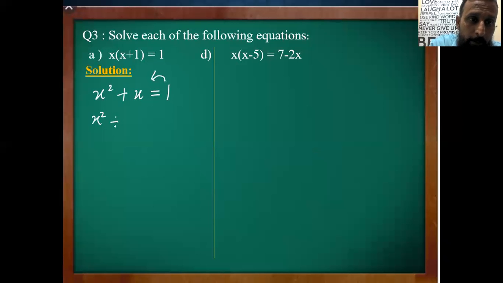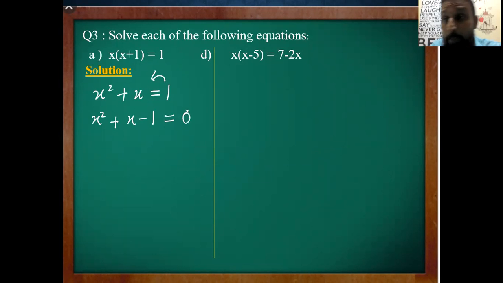x squared plus x minus 1 equals 0. This makes sense? Yes. Okay, now we'll extract the value of A, the value of B, and the value of C, that is negative 1, and we will use the formula and do it. I'm sure you guys are trained enough and you can do this simple question very easily.